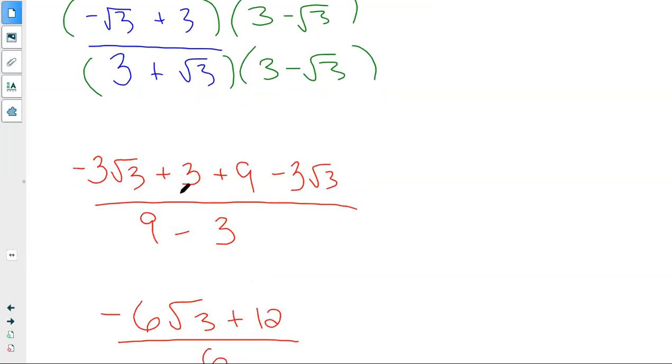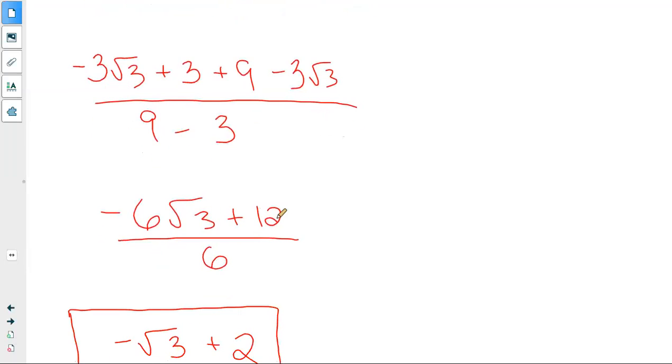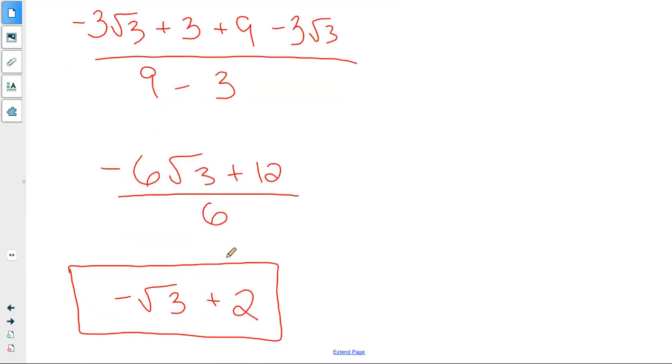We can combine some terms in the numerator here. So that'll leave us with negative 6 root 3 plus 12 over 6. And again, if you're going to simplify this big fraction, make sure you use a factor of the denominator that's shared among all terms in the numerator. And in that case, it's 6. So we're left with negative root 3 plus 2, which matches the answer above. We just used a different process there.